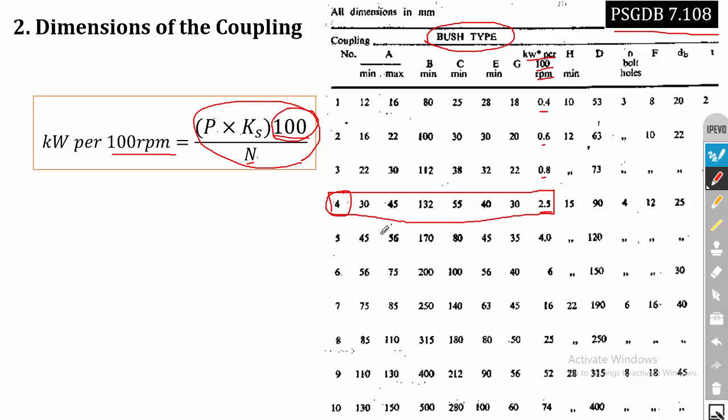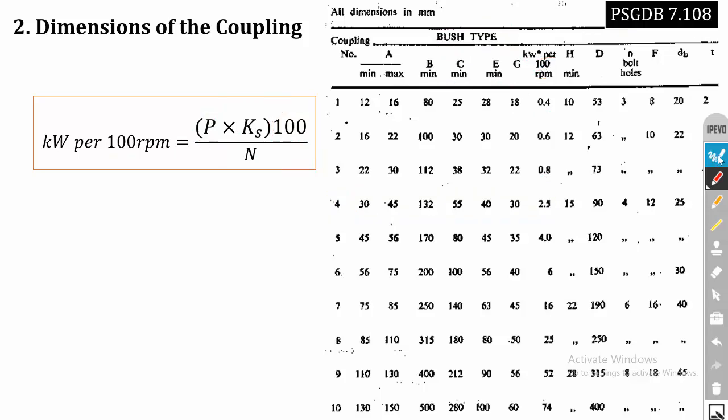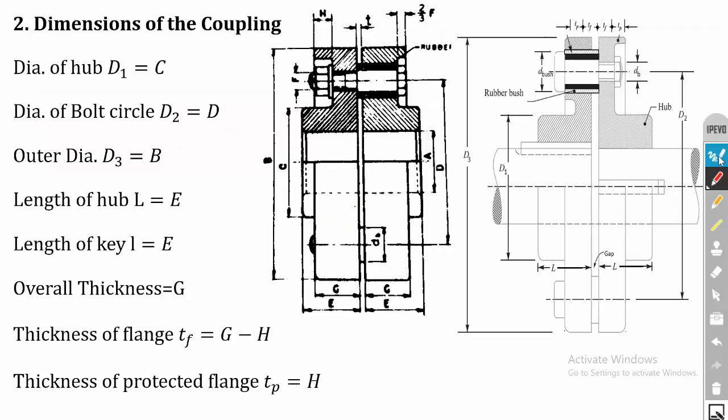So the coupling number is 4, and for coupling number 4, the dimensions are B, C, E, G, H and D. I'll tell you what these B, C, E and G are. So we have to compare the two drawings.